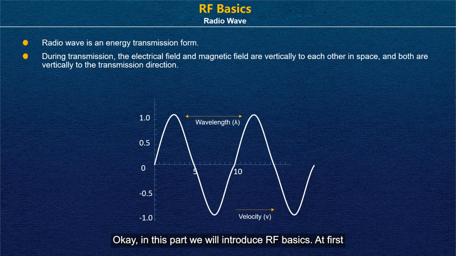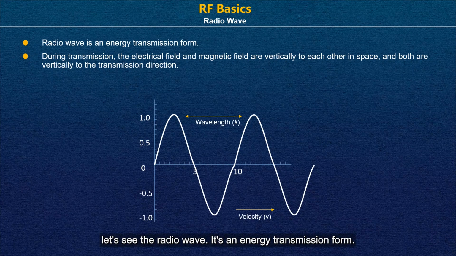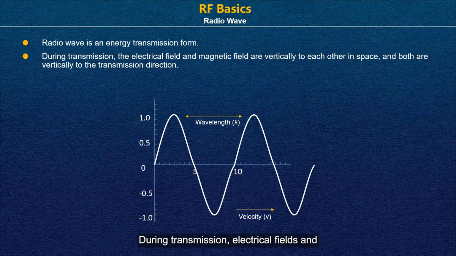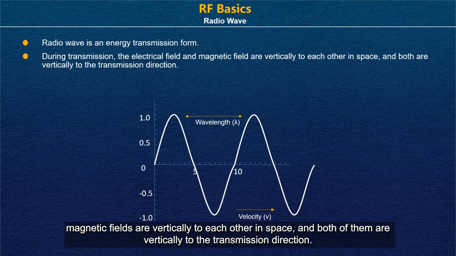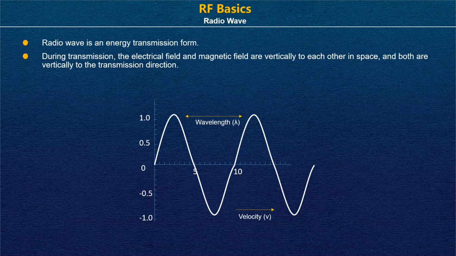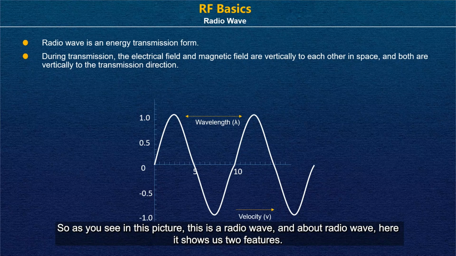Okay, at this part we will introduce RF basics. And firstly, let's see the radio wave. It's an energy transmission form. During transmission, the electrical field and the magnetic field are vertical to each other in space, and both of them are vertical to the transmission direction. So as you see in this picture, this is a radio wave.